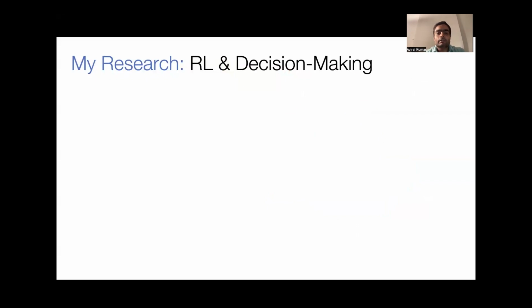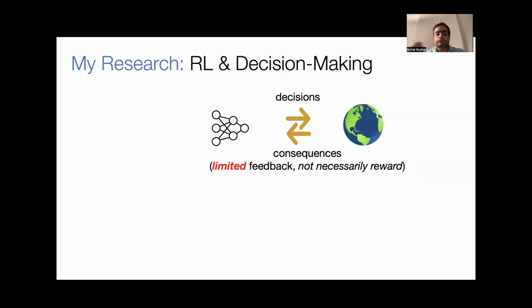So my research builds these next generation algorithms. And instead of thinking about RL as a pipeline where simply a model or a policy interacts with the world by making decisions and observes consequences, we study the setting where, first of all, these consequences are limited in a way. They're not necessarily reward functions. They might be arbitrary limited feedback given to the model.